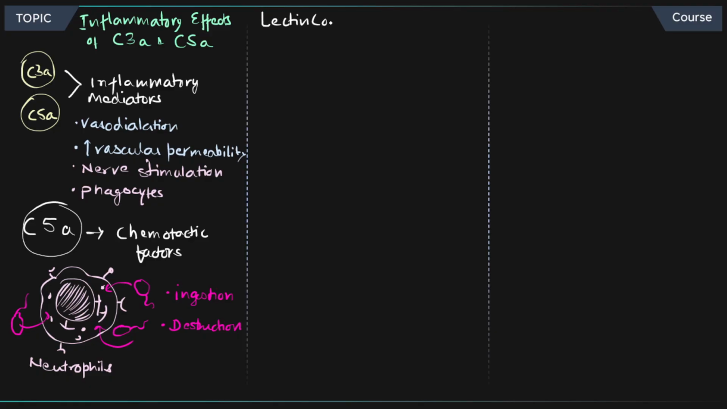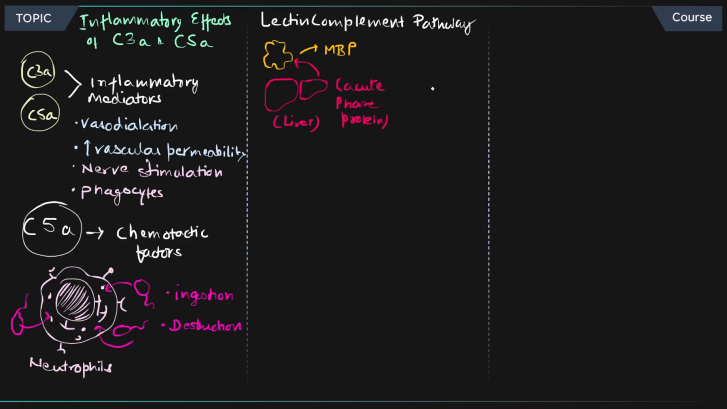Now let's talk about another pathway, which is the lectin complement pathway. How does that happen? You have mannose-binding protein, MBP, and that is there in our body, and it is being produced by the liver. So this is the schematic for the liver, and the liver is going to produce it as an acute phase protein. Acute phase protein, you have a mannose-binding protein. As the name suggests, it's going to bind to bacterial mannose, right?